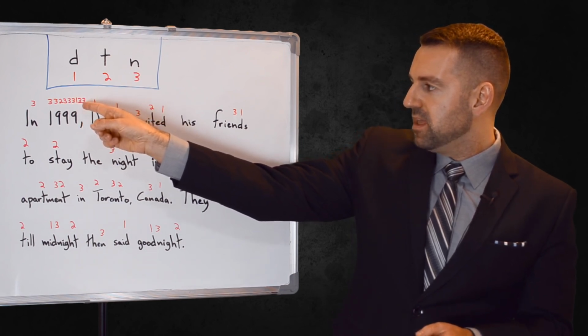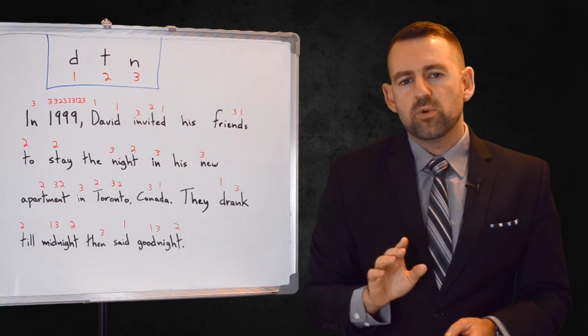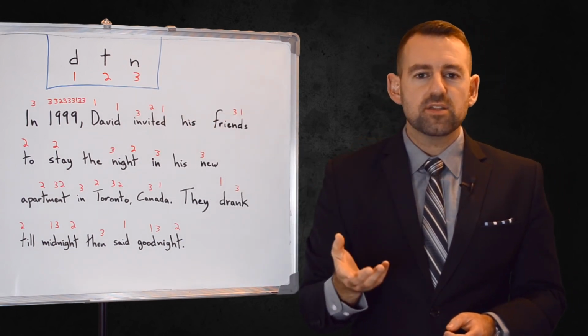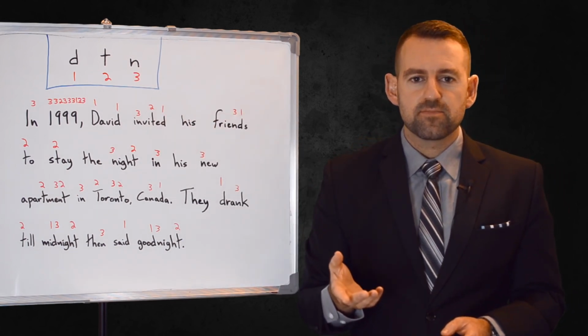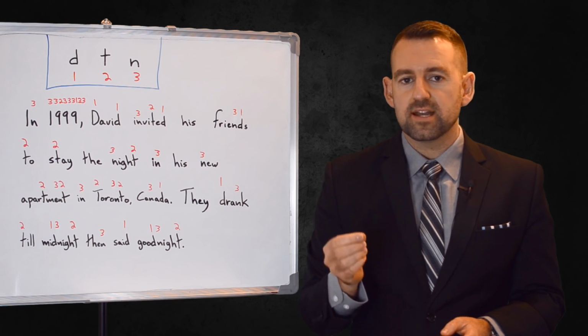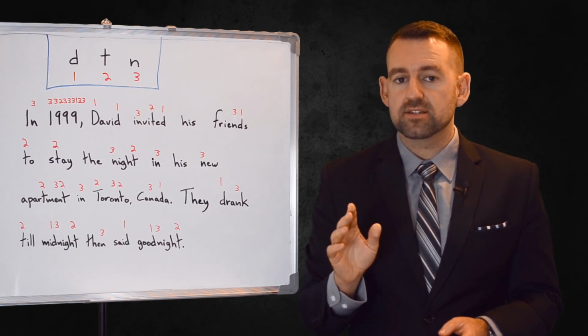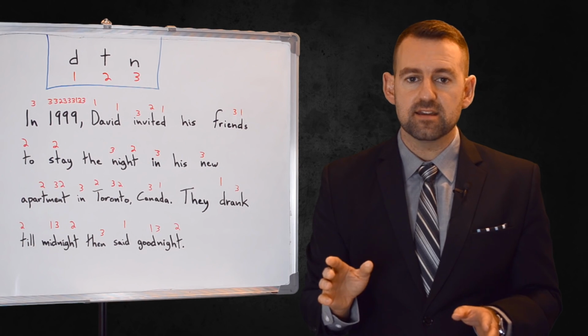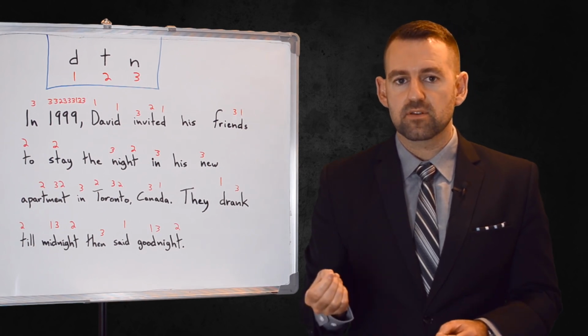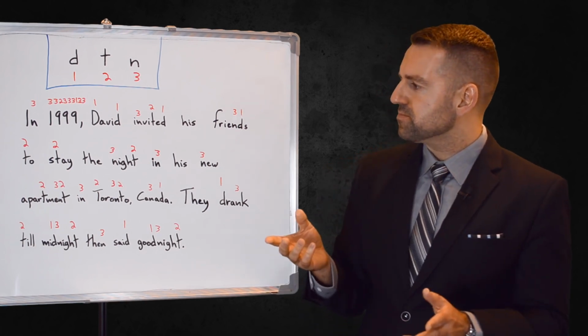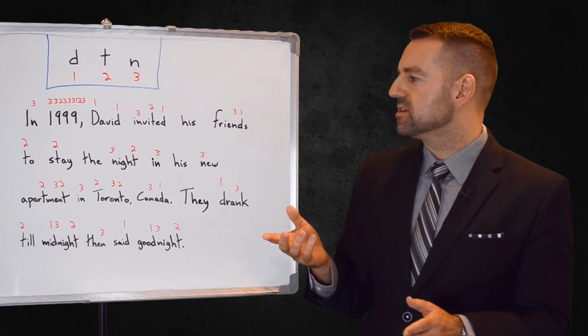1999. Now, when we say the word ninety, we say D, not T. We don't say ninety, we say ninety. Okay. Also, in other words, this happens quite a bit.